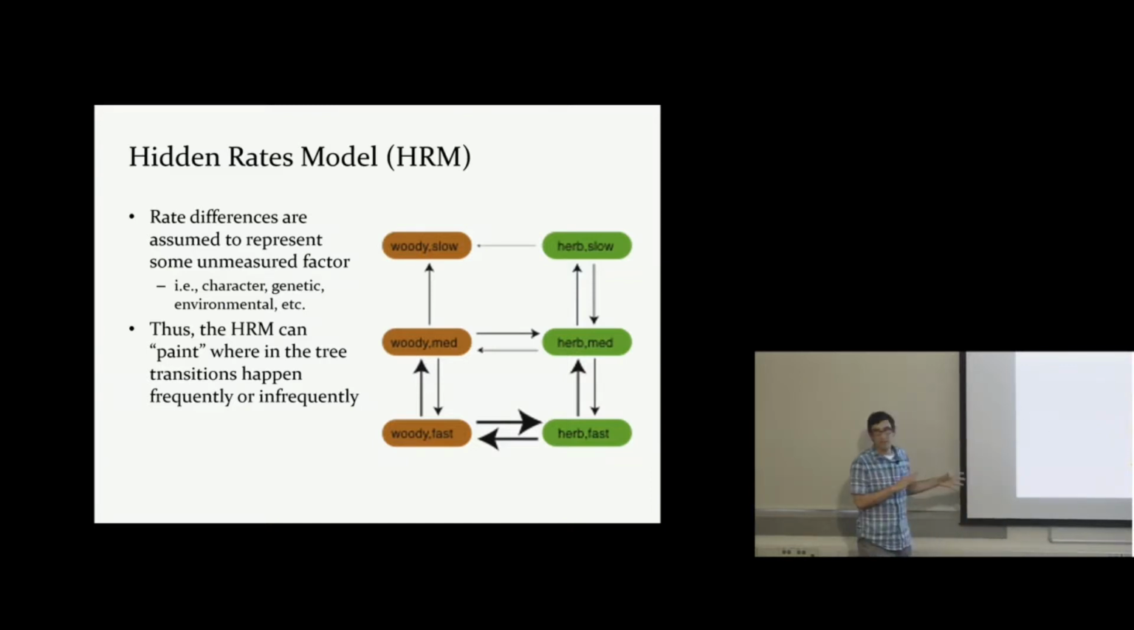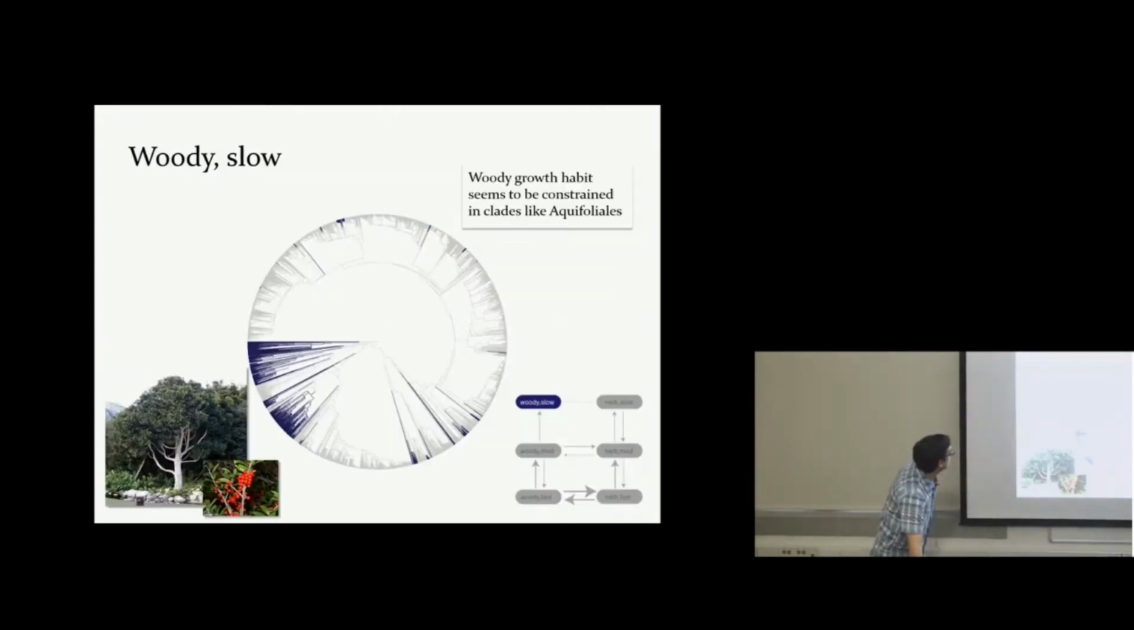But a really cool aspect of this model is that we can actually paint where in the tree these transitions happen, and where we might expect transitions to happen more frequently than in other parts of the tree. So looking at our woody slow category, here we see the parts of the tree where we expect things to be woody and unlikely to change. And actually, in a lot of these cases, they make a lot of sense. So here, in particular, we have the Aquifoliaceae, which is the hollies, which a lot of you have seen.